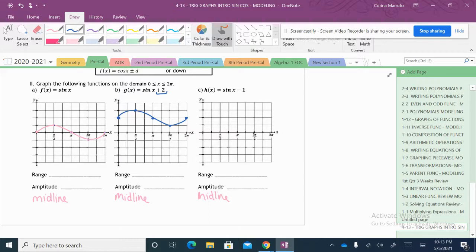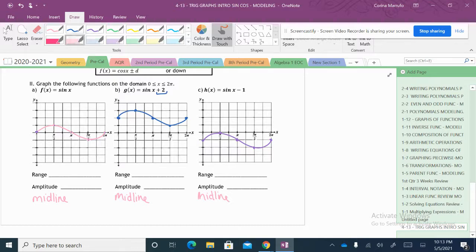The next one, sine of x minus 1. So we take the original function sine and we move it down 1. So instead of being at 0, it's at -1. Instead of this one being at 1, it's at 0. Instead of this one's -1, then this goes down to -2 and then back to -1. And that's what our sine function looks like if we translate it 1 unit down.